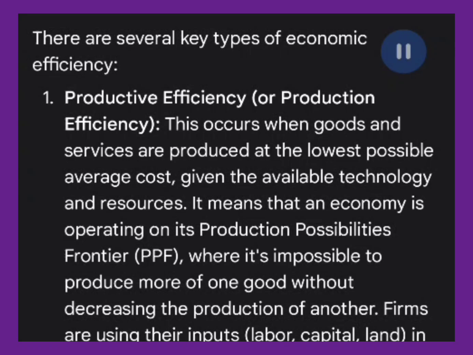This occurs when goods and services are produced at the lowest possible average cost, given the available technology and resources. It means that an economy is operating on its production possibilities frontier, PPF, where it's impossible to produce more of one good without decreasing the production of another. Firms are using their inputs, labor, capital, land, in the most effective way to maximize output.